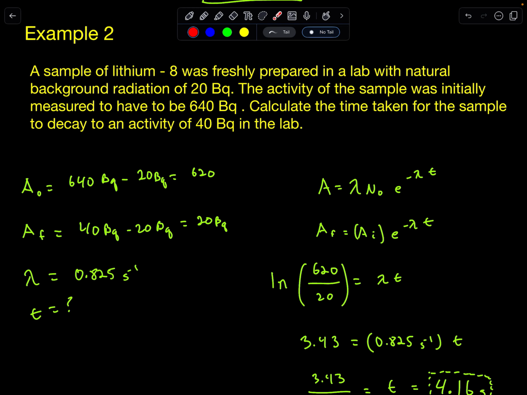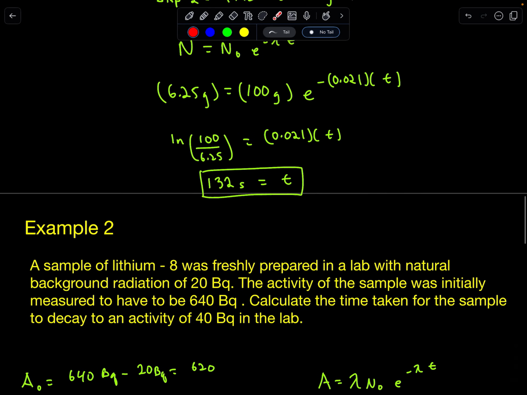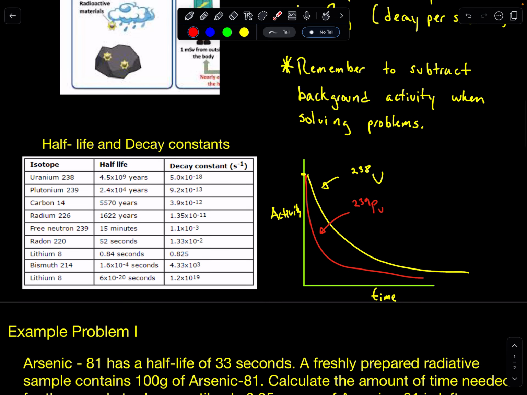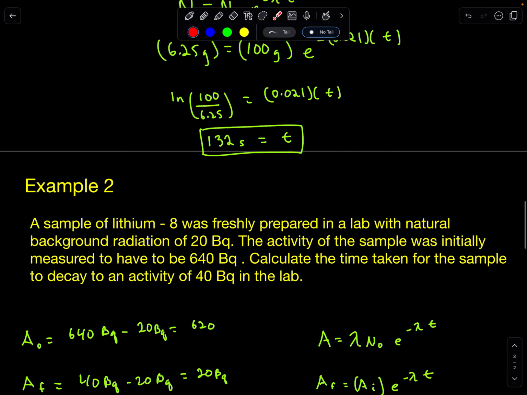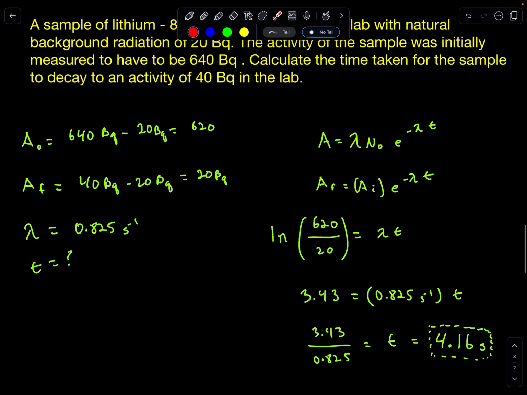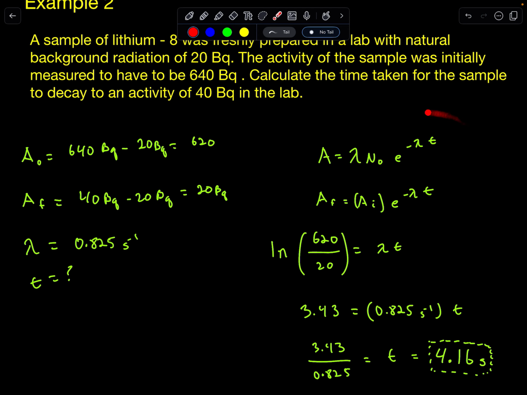My Geiger counter doesn't know about background radiation, so the first thing I have to do is subtract the background radiation from my measurements. 640 minus 20 is my actual initial activity. And then 40 minus 20 is my final activity, 20 becquerels. My decay constant is 0.825 per second. I found that in this table over here. To calculate the time, I'm going to plug it into this formula.